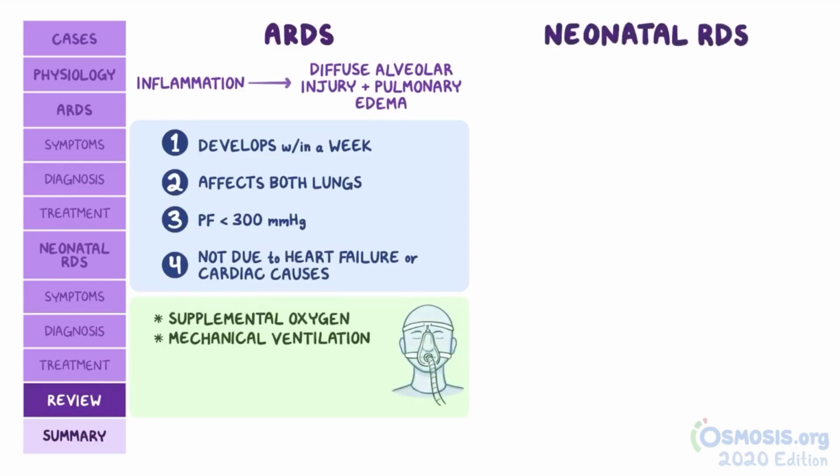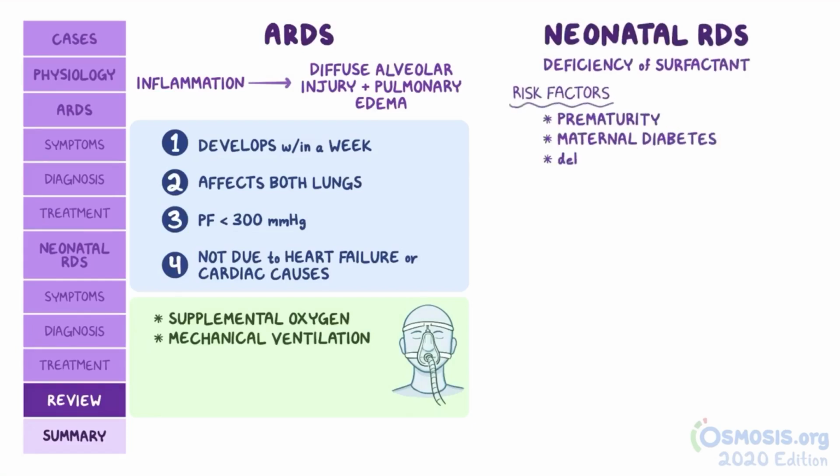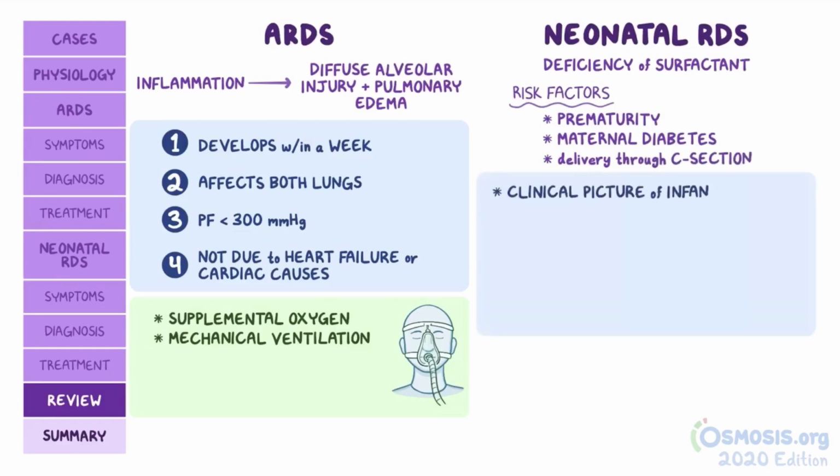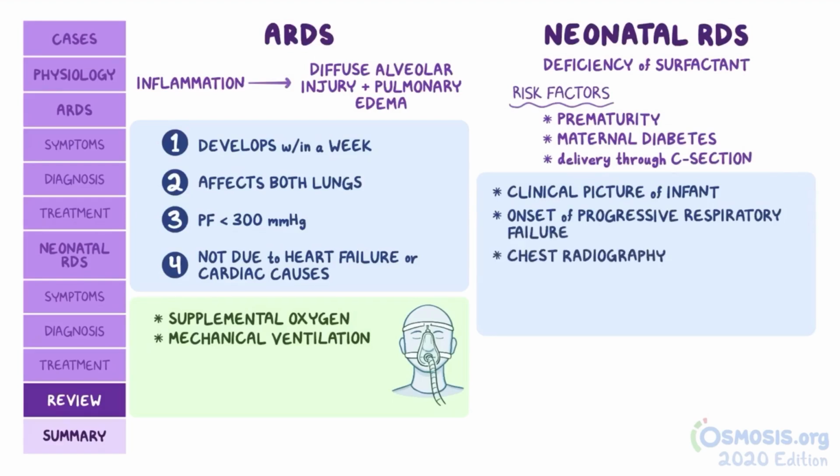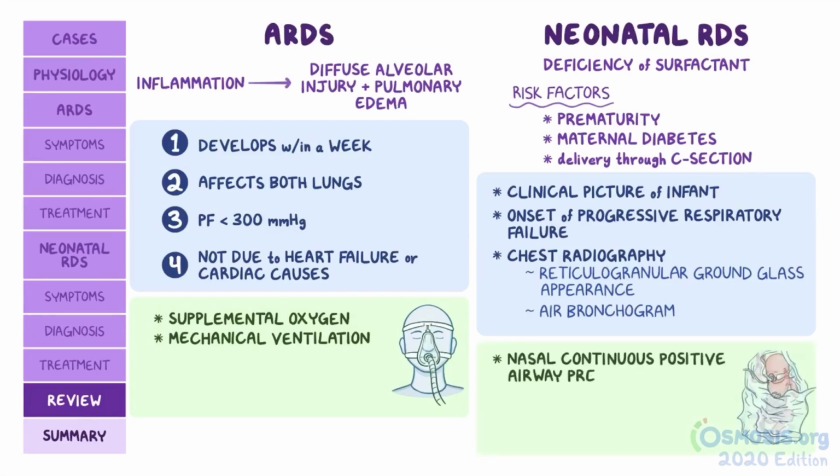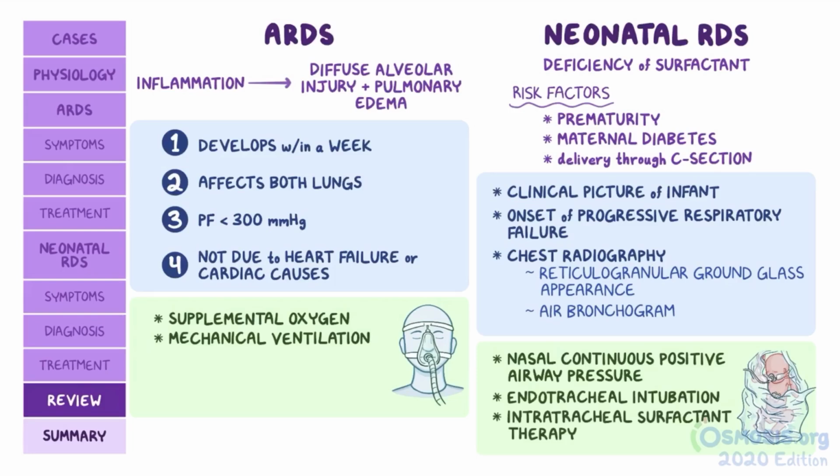Neonatal respiratory distress syndrome is caused by a deficiency of surfactant. Often, this is due to prematurity, maternal diabetes, or delivery through C-section. Diagnosis is based on a clinical picture of the infant with the onset of progressive respiratory failure and chest radiography showing low lung volume, diffuse reticulogranular ground glass appearance, and air bronchogram. Treatment begins with nasal continuous positive airway pressure. If this fails, endotracheal intubation and intratracheal surfactant therapy are needed.